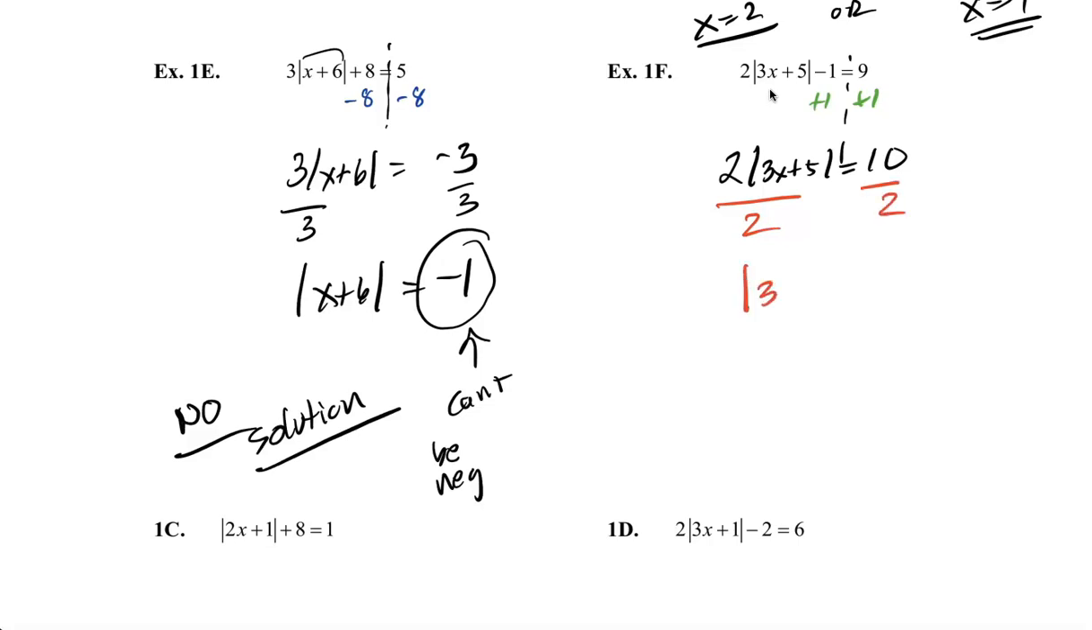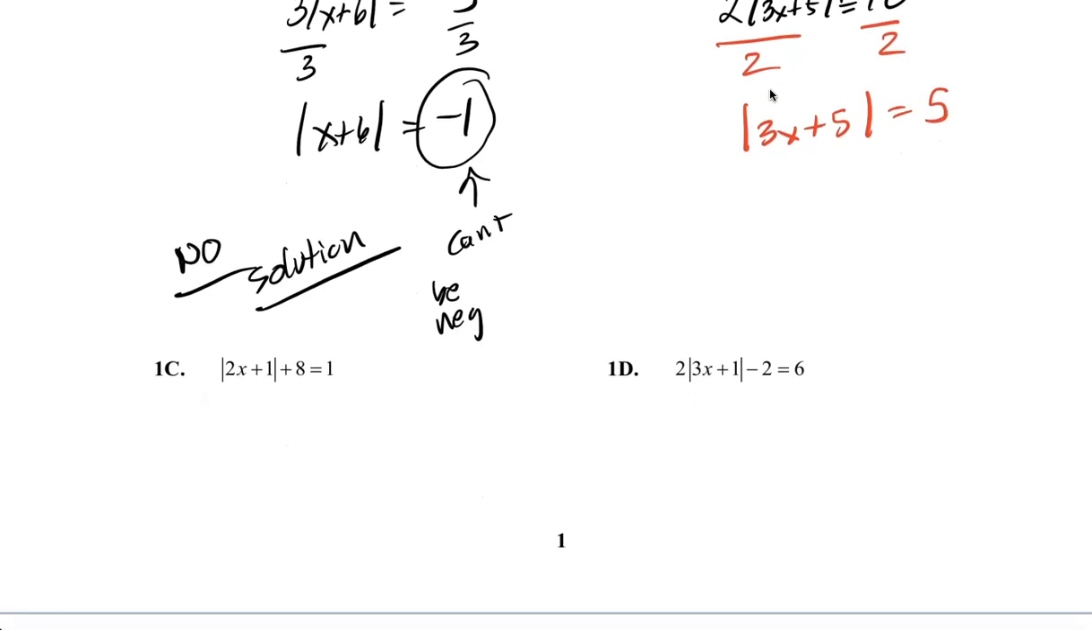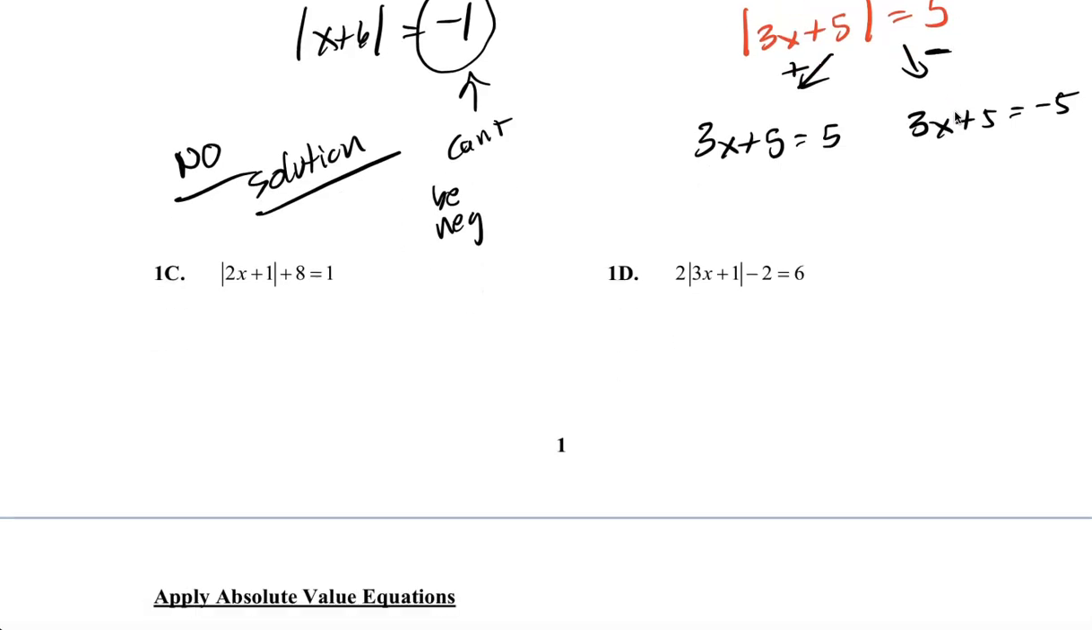So you get 3x plus 5 is equal to 5. And then here we want to split it. So we're going to split this side, right? So 3x plus 5 is equal to 5. That's our positive version of the solution. Remember, we only change the solution. Remember, here we have 3x plus 5 is equal to negative 5. That's our negative version. And then we're just going to solve each one. So minus 5, minus 5, 3x equals 0.